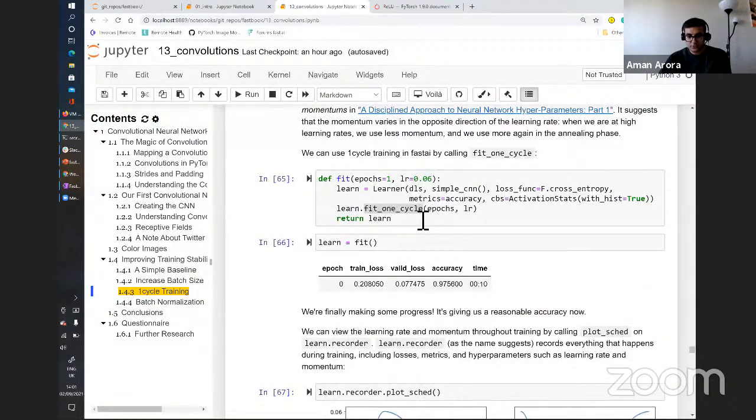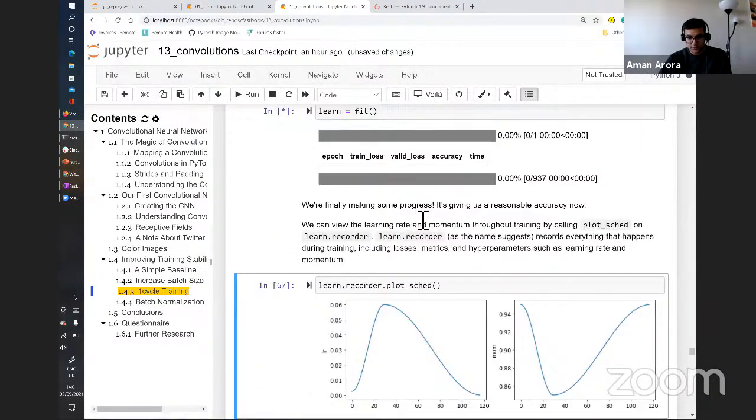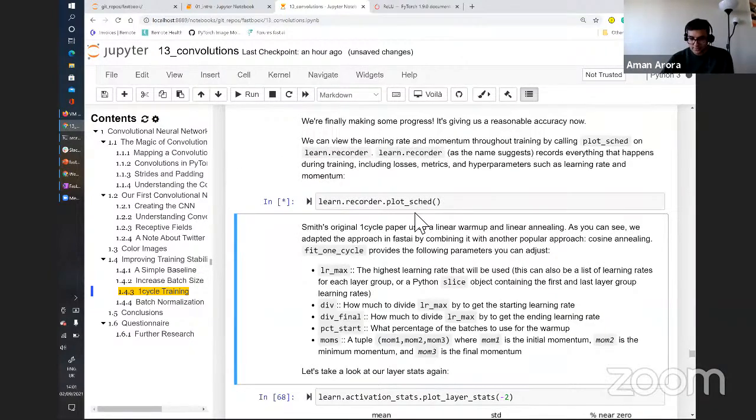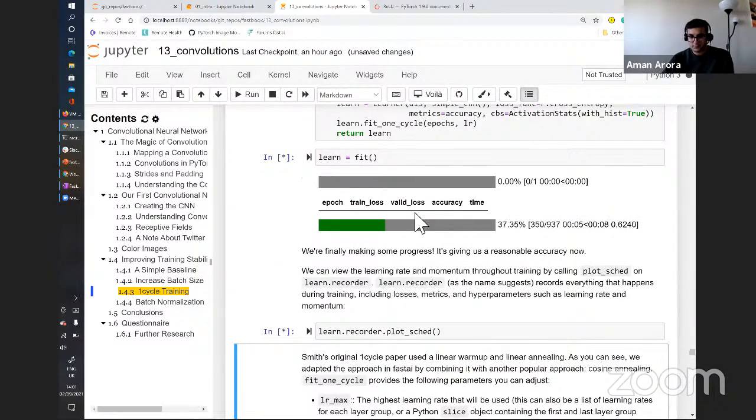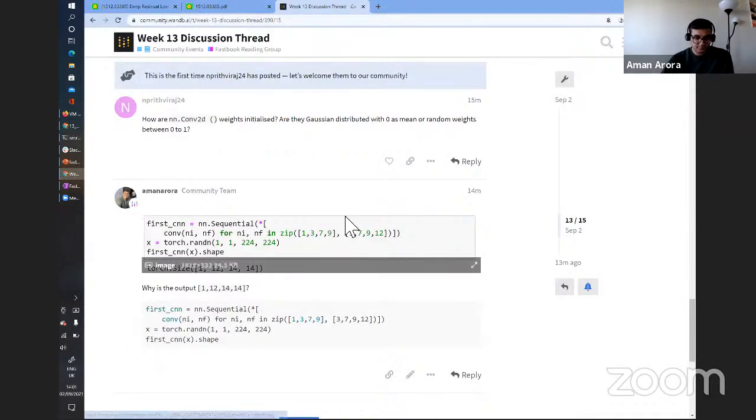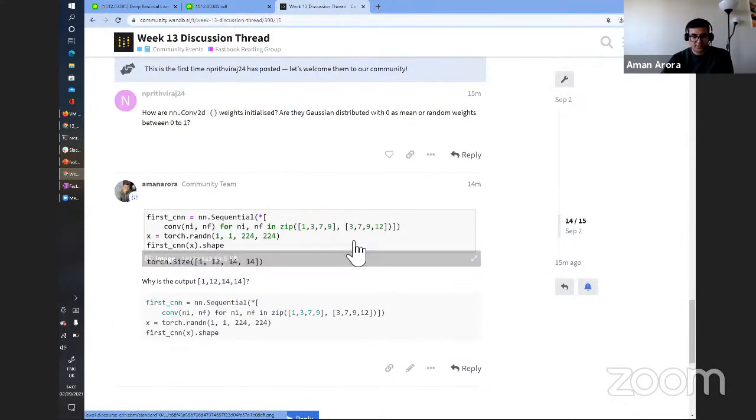So if I train my model now, let's see what the accuracy is. Let's just wait literally 5 seconds. In that time, I will just have a look if there are any questions. Okay, no questions after this.